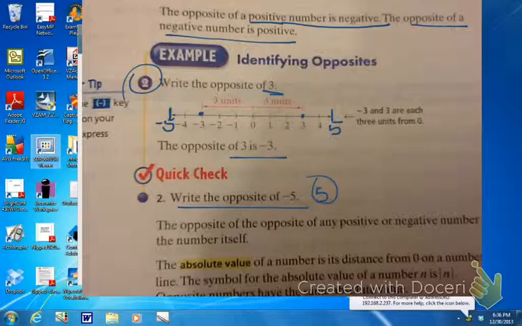And then it talks about how the opposite of the opposite of any positive or negative number is the number itself. Alright, that may look a little confusing there, but just know it's basically saying the opposite of the opposite. So you're jumping back and forth. So if I was talking about 3, the opposite would be negative 3. The opposite of the opposite, which would be back to 3, is the number itself.